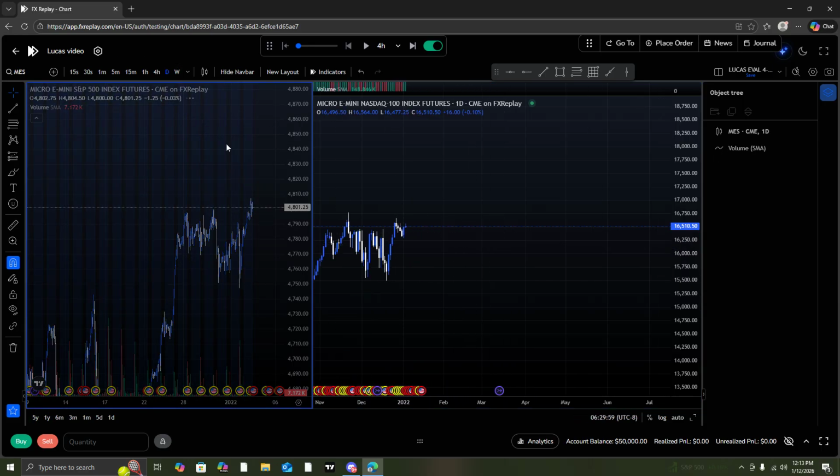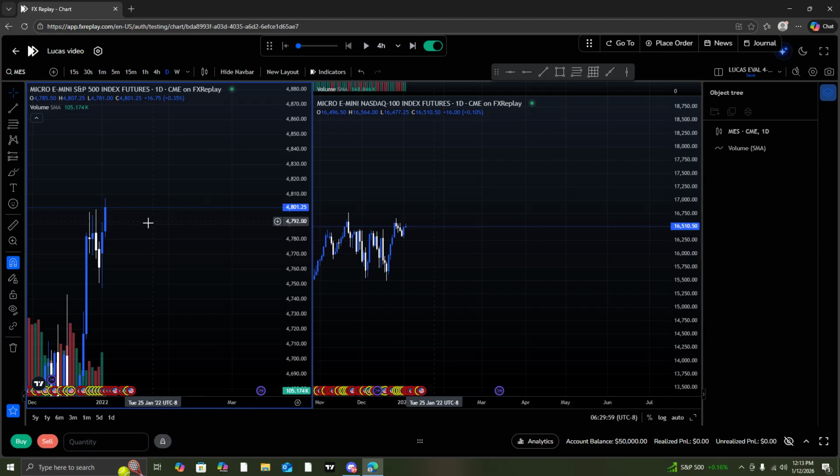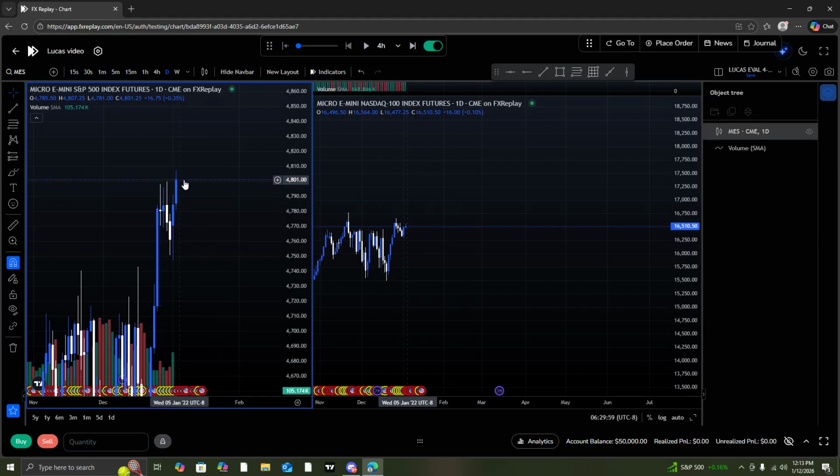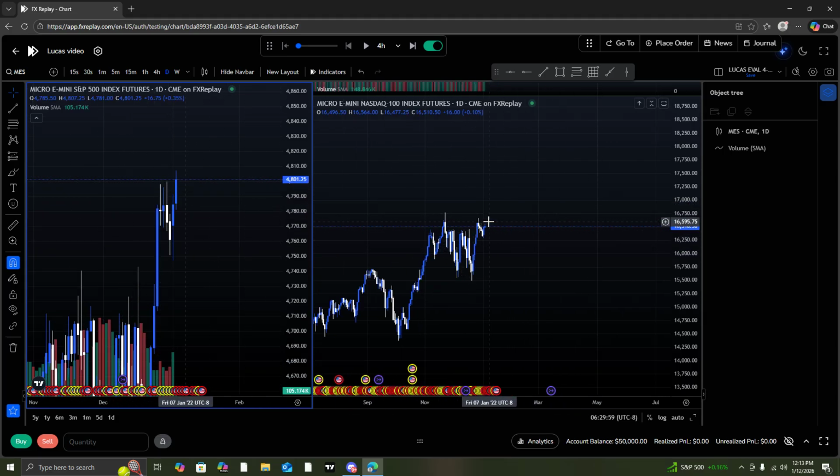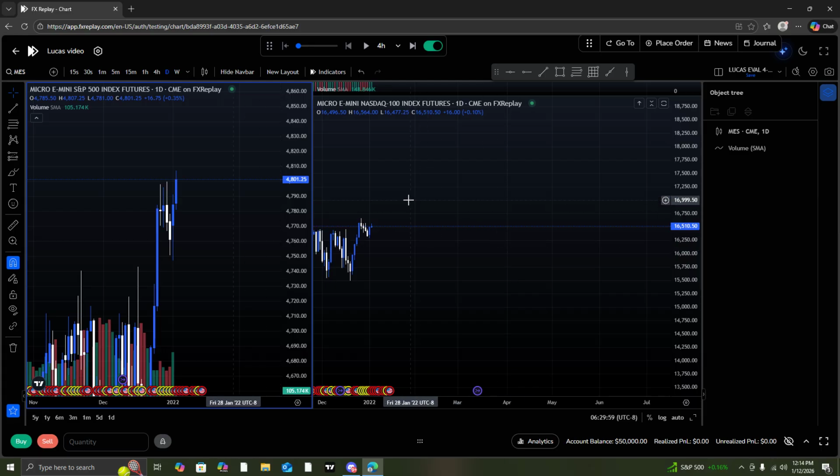Oh, this is even in the daily. Look, for example, we swept these two. This one we haven't even swept one. So we swept 1, 2, and look at this SMT divergence. This middle candle swept this. This middle candle did not sweep this. See those SMT divergences right there.